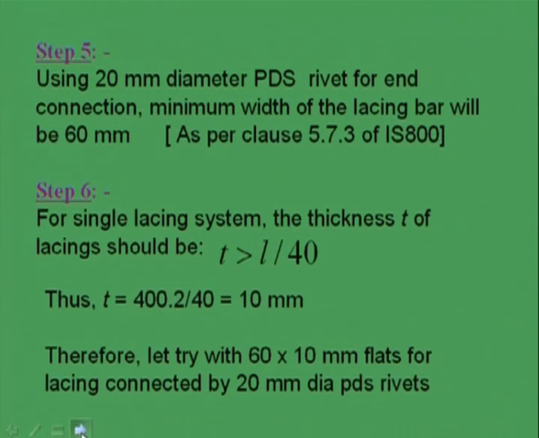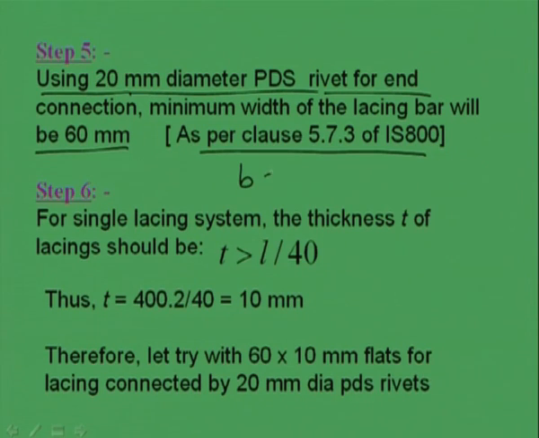Next, what we will do? In the next step, we have to assume some rivet diameter. So, let us use 20 mm diameter of rivet, and power driven shop rivet. We will get the minimum width of the lacing as per clause 5.7.3 of IS 800 as 60 mm. So, let us use B is equal to 60 mm of the lacing width.